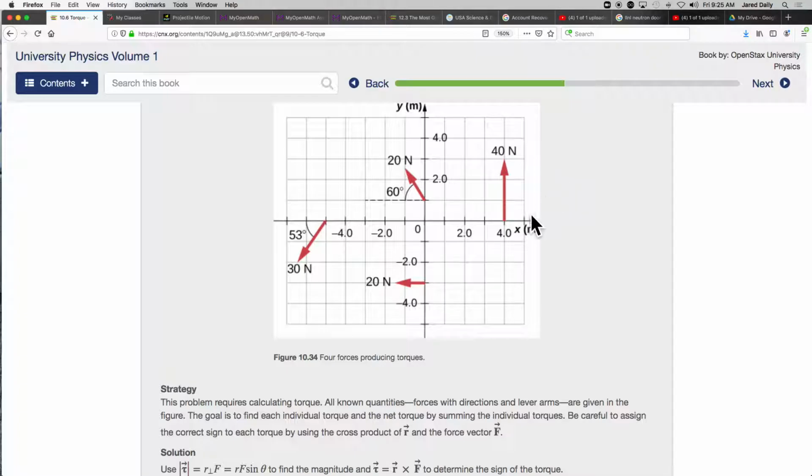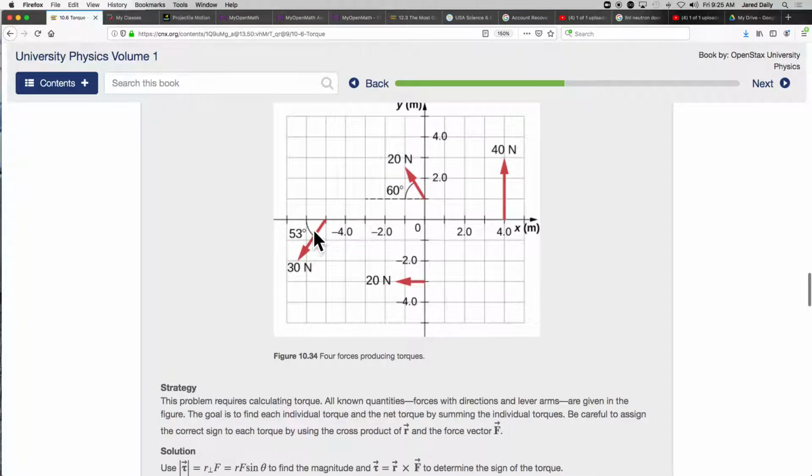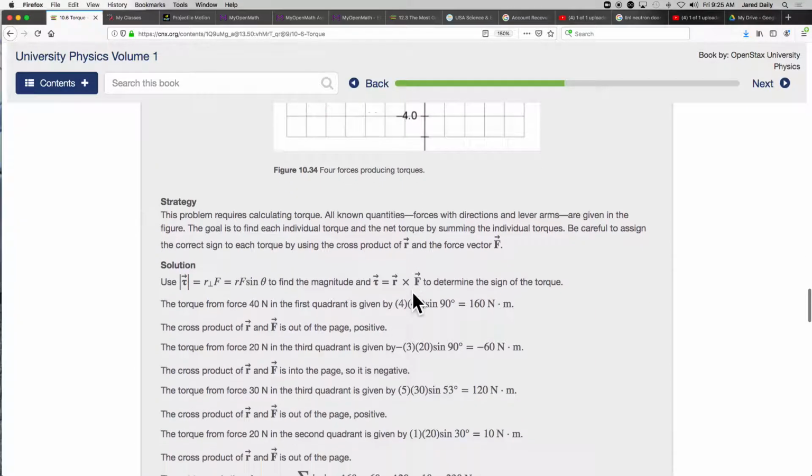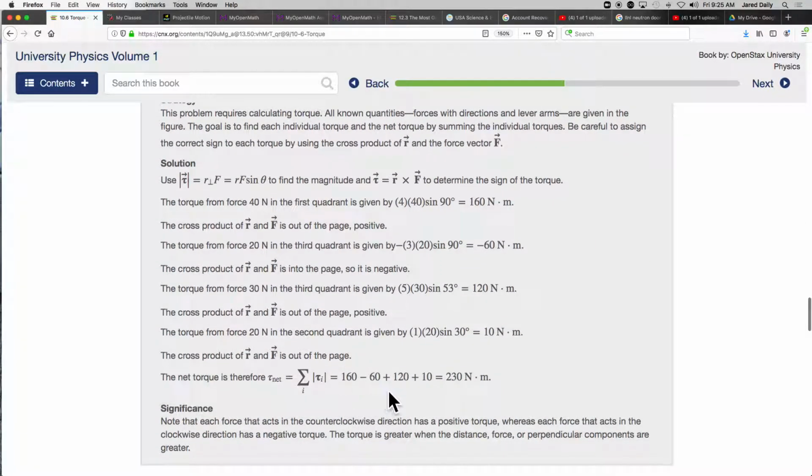So all the torques that have their right-hand rule pointing them out of the page are all positive torques in the z direction. And then this last one is a negative torque in the z direction. So to get the total, you take these three as positives and subtract this one off. And that will give you your net torque. And that's what they do here at the end. They have the three that are positives, the 160, the 120, and the 10. They subtract off the 60, and then they have the net torque.